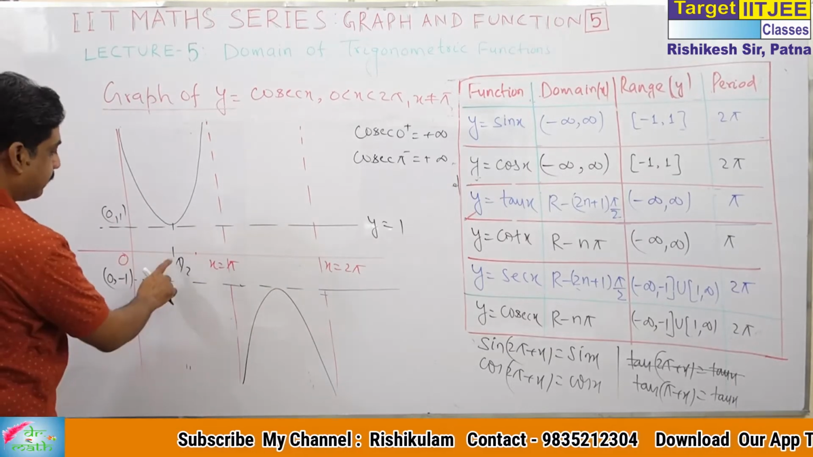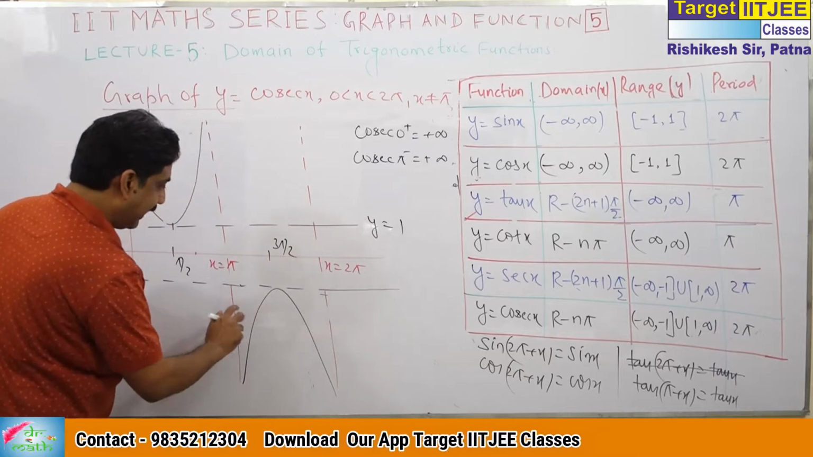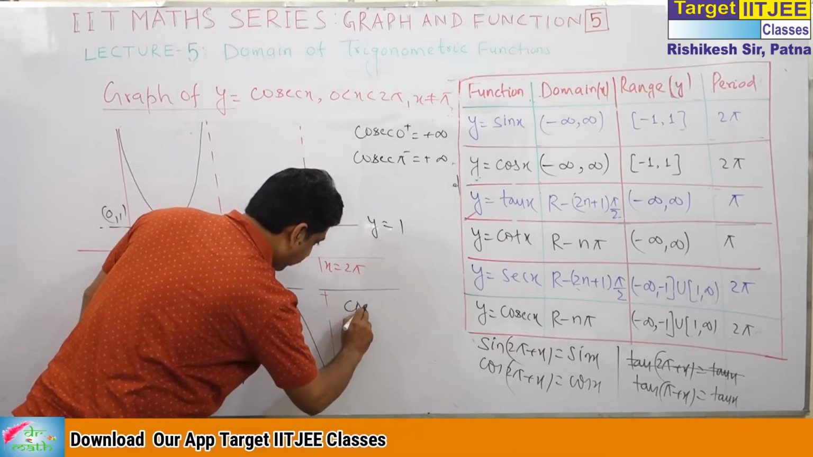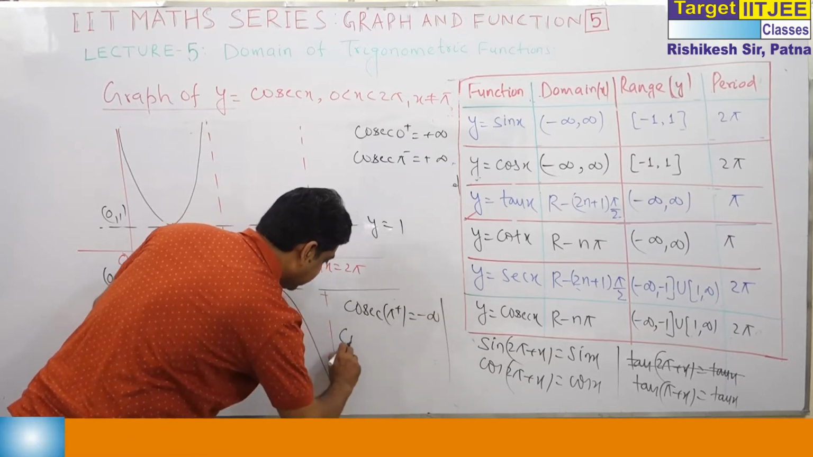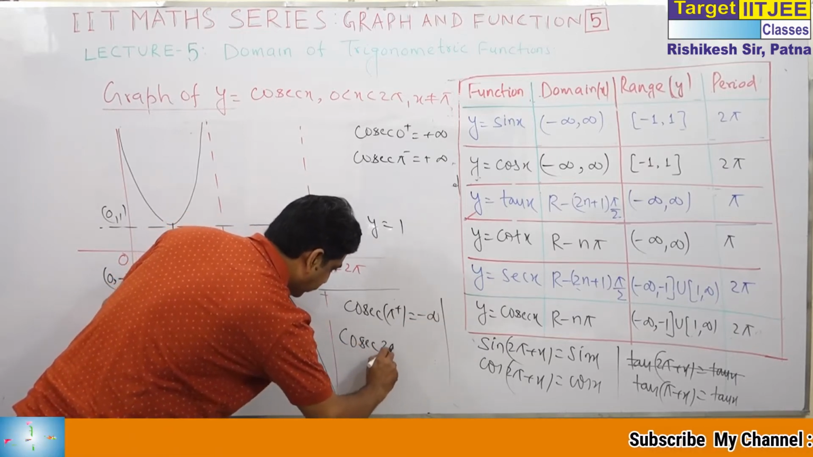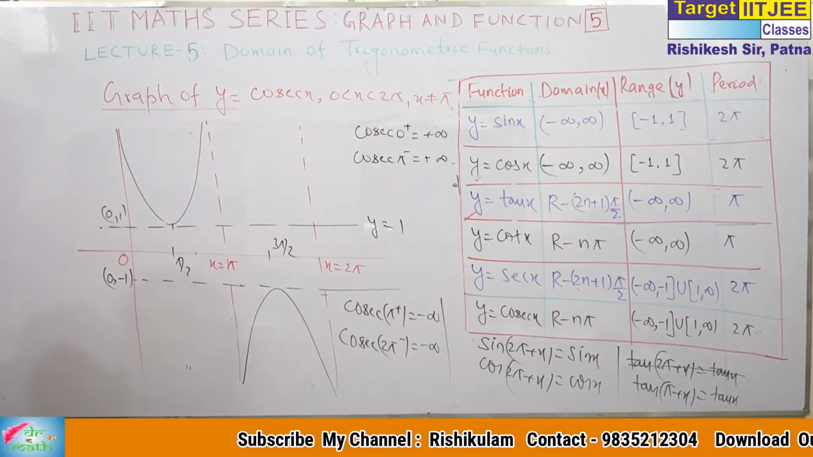You can also say at pi by 2 this is 1, at 3 pi by 2 this is -1, and at cosec pi plus this is minus infinity, or cosec 2 pi minus this is again what? Minus infinity. This is the graph of cosec x.